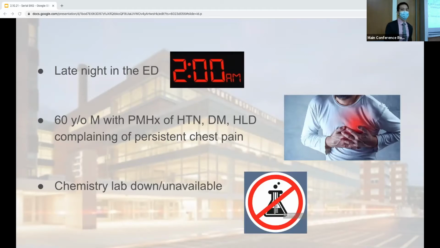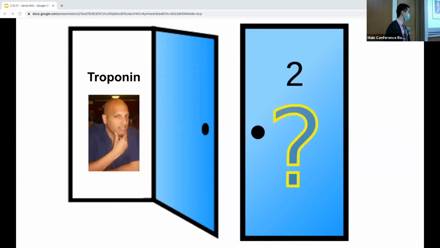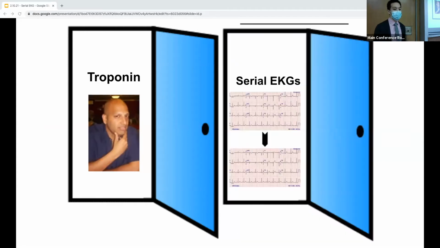So then you're presented with this quandary of how you should work with this patient in the absence of being able to send troponin. So you have two options. You can, one, wait for the lab to get themselves together, and also incur the wrath of Dr. D'Souza, who will be upset with you for having waited for a troponin. Or, and this is relevant to this topic, you can get some serial EKGs and try to see if maybe this is a way you can rule out ACS.